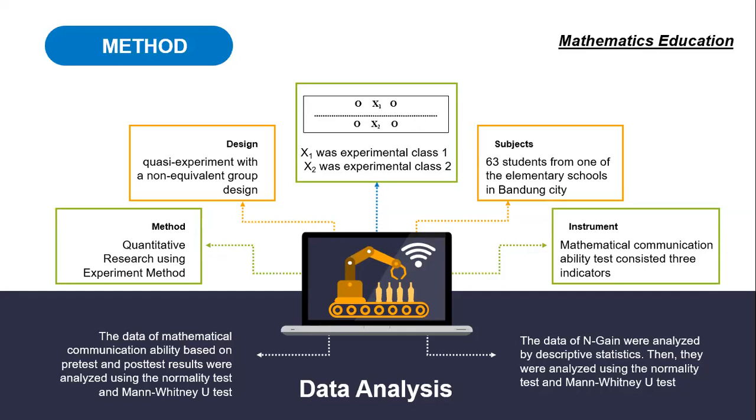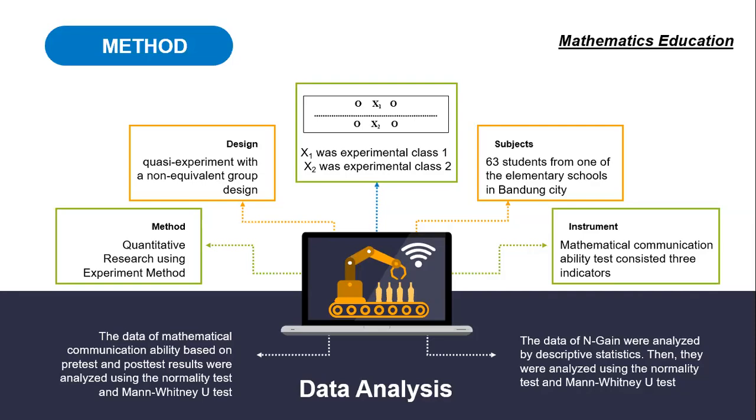Next, for the data analysis, the data of mathematical communication ability based on pre-test and post-test results were analyzed using the normality test and Mann-Whitney test. The data of n-gain were analyzed by descriptive statistics, then they were analyzed using the normality test and Mann-Whitney test.